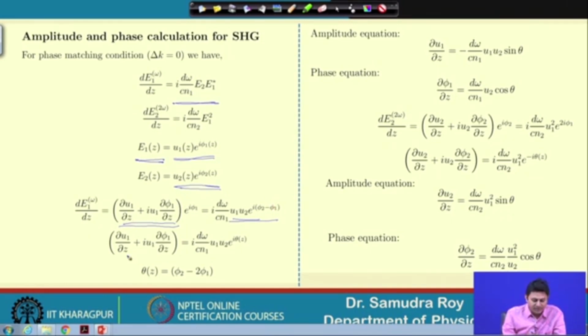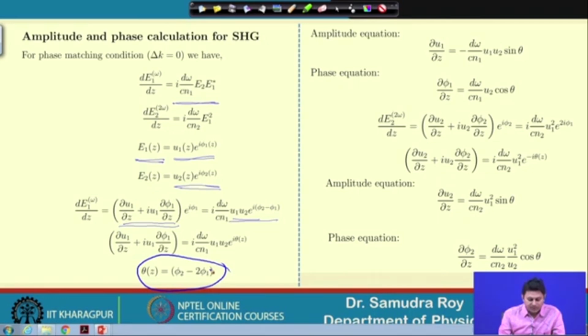So, in the left hand side we have dU1/dz plus i U1 d phi 1/dz, and on the right hand side i d omega over c n1 U1 U2 e to the power i theta(z), where theta is phi 2 minus 2 phi 1. This is the phase difference between these two, but not the total phase difference. This is some quantity, phi 2 minus 2 phi 1. The phase difference should be phi 2 minus phi 1, but the 2 term is here.